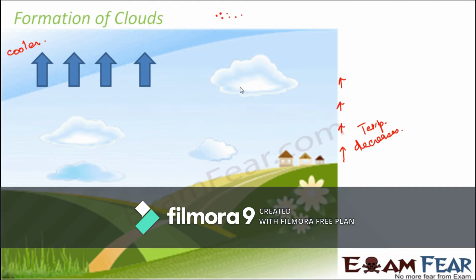Now sometimes all these tiny droplets start combining together. So let's say 2-3 droplets started combining together. Gradually, when a huge number of droplets get combined together, they become heavy. Now when they become heavy, they cannot stay there anymore, so they drop on the surface. As long as they are floating in the sky, we see them as clouds.